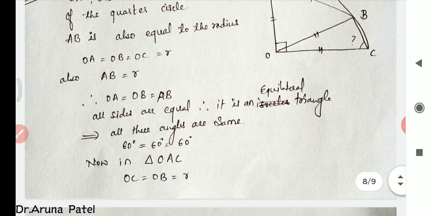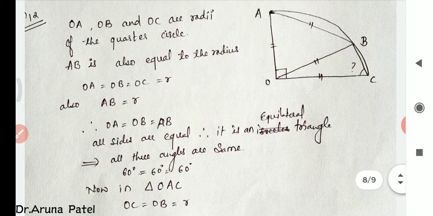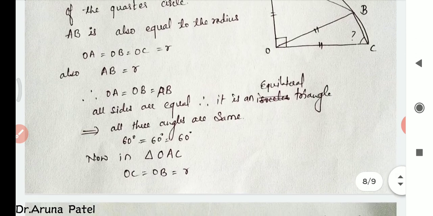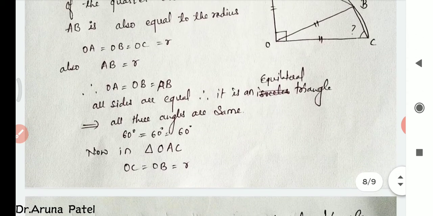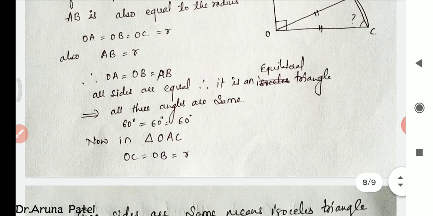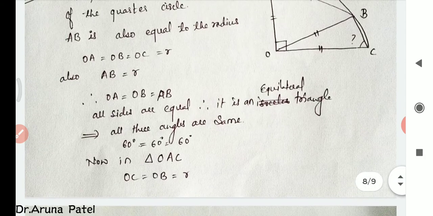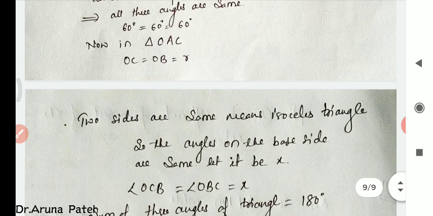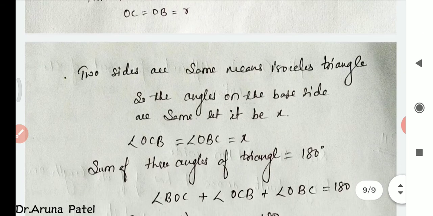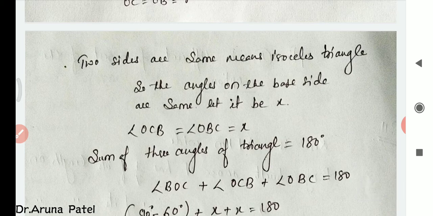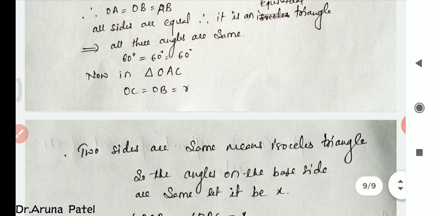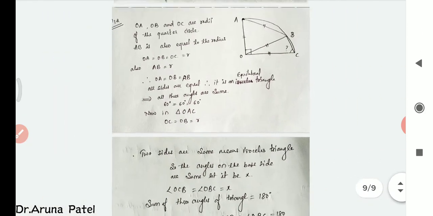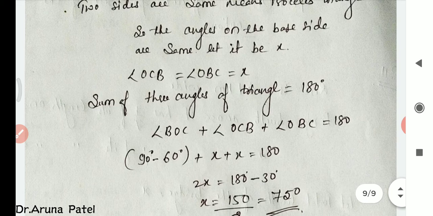Now in triangle OAC, no, sorry, it is given here not OAC. It is OBC. So in OBC, OC is equal to OB equals R. This is given that these two are equal to the radius. Two sides are the same, meaning this is an isosceles triangle. So the angles on the base side are the same. You know that in an isosceles triangle, if two sides are the same, then the base angles are equal. Let it be x. So angle OCB and angle OBC are the same. So suppose it is x.